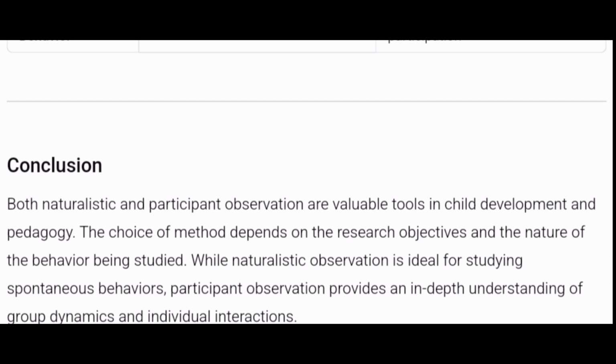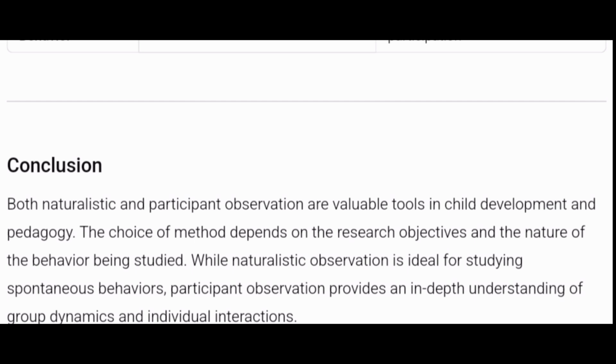Naturalistic observation is ideal for studying spontaneous behavior. Here they are giving a hint that if you want to study the child through naturalistic observation, it is suitable for studying spontaneous behavior. So you can study the continuous behavior of the child. You can observe the child at school, in the market, at home, right? While participant observation provides an in-depth understanding of group dynamics and individual interaction.